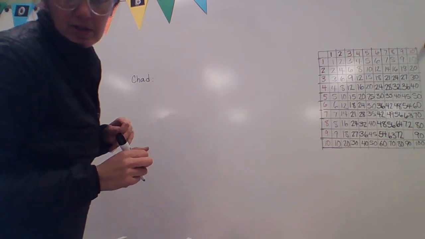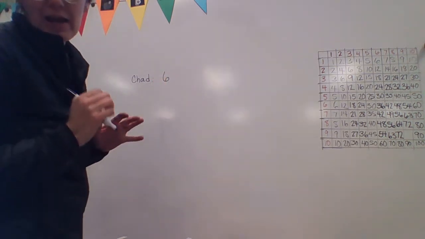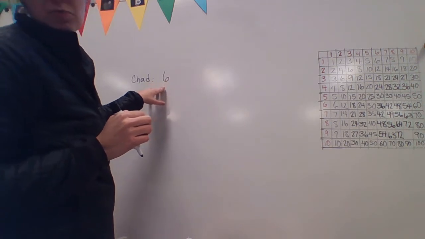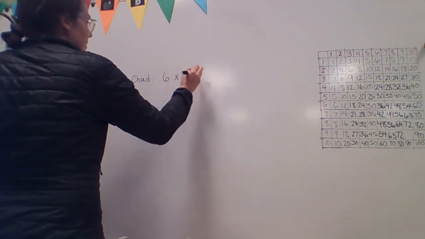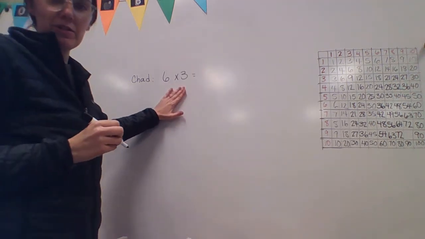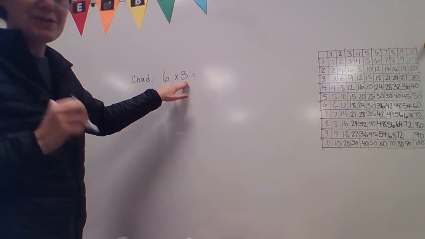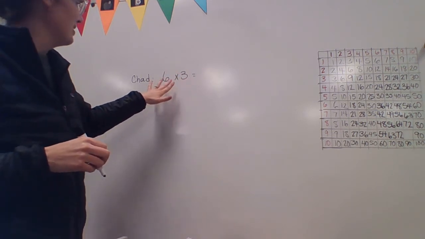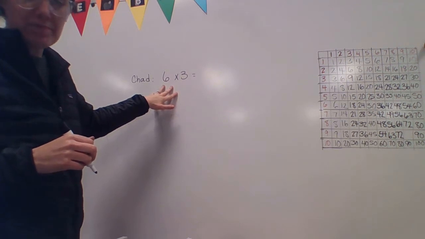He goes to the library each week for 6 weeks. And for each week that he goes, he reads 3 books. Okay, so we would have an equation that would look something like this. For 6 weeks, 3 books a week. So we would have an equation that would look like 6 times 3.